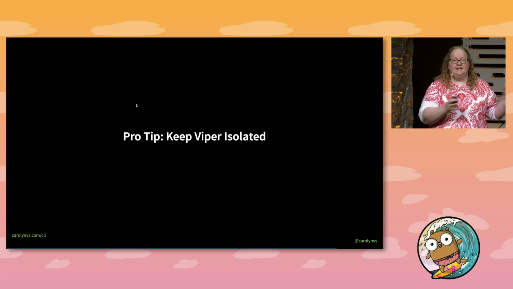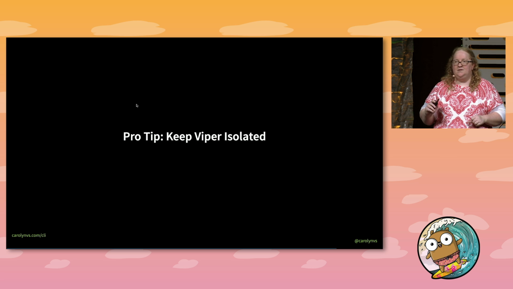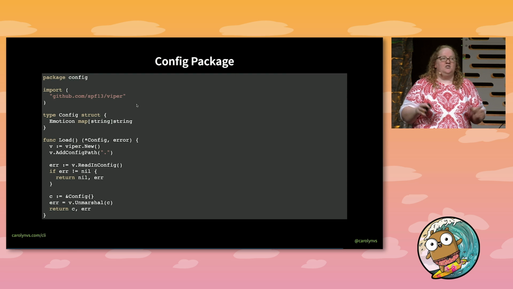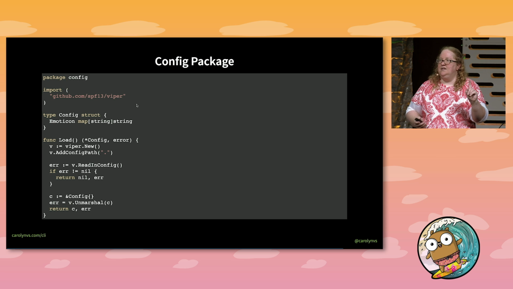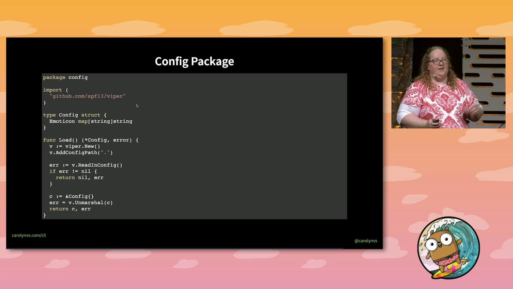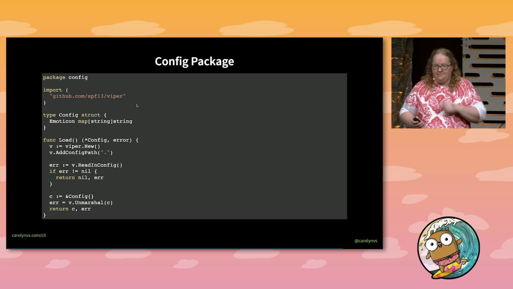It's just like I isolated Cobra, I'd like to isolate Viper too, and remove that excuse from all the people who don't want to work on my CLI. So what I usually do is make a configuration package, and I shove all the Viper stuff there. The other nice side effect of that is that the configuration is loaded once and then put inside a struct, and it's not constantly reread and evaluated over and over again.